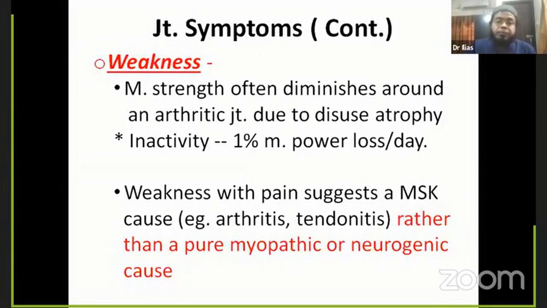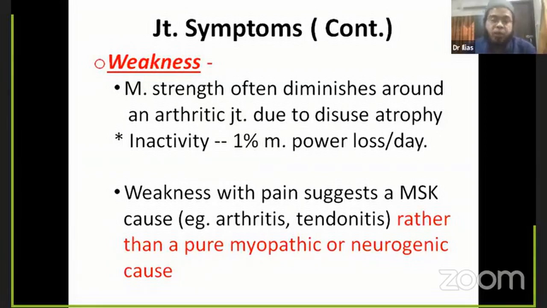Okay. And another symptom of joint pain is weakness. Actually, due to the joint pain, due to the immobility of the joint, the patient will have wasting of the muscles surrounding the joint. And as a consequence, the patient will lose the strength of the muscle. You know from your background knowledge that inactivity of the muscle or inactivity of the joint will reduce the strength of the muscle by 1% in a day. So this is a very important thing.